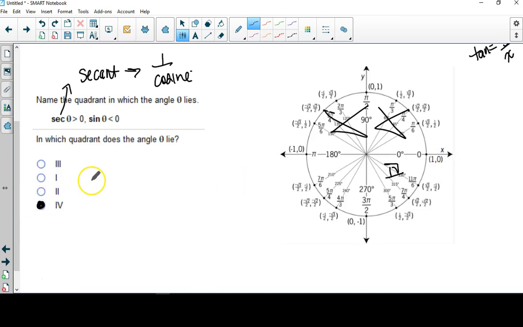Now, for your midterm, you can have your unit circle with you and you can mark it up. You can put your All Students Take Calculus. You can label all of the tangents if you want. You can label what quadrant you're in. All of that is totally fine.